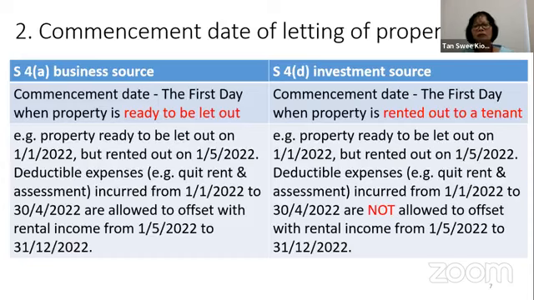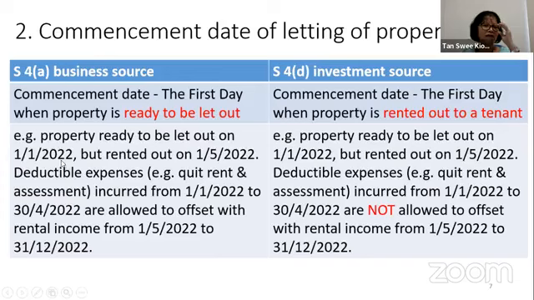And also, if you purchase aircon, furniture and fittings for your tenant, can that expense be claimed as capital allowance or offset against your rental income? This is determined by whether your rental income is under Section 4A or Section 4D, business source or investment source. That's why it's so important to determine which category your rental is classified under.